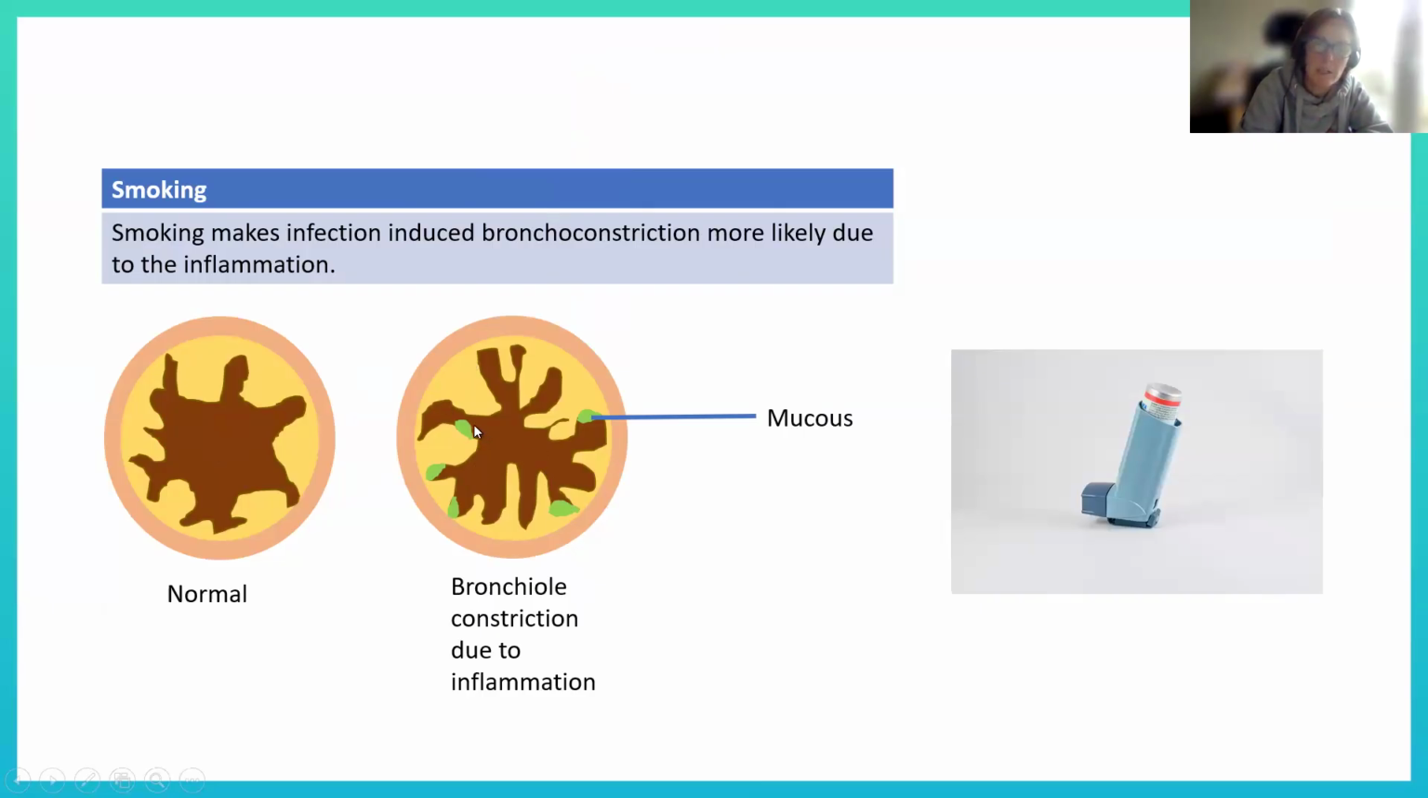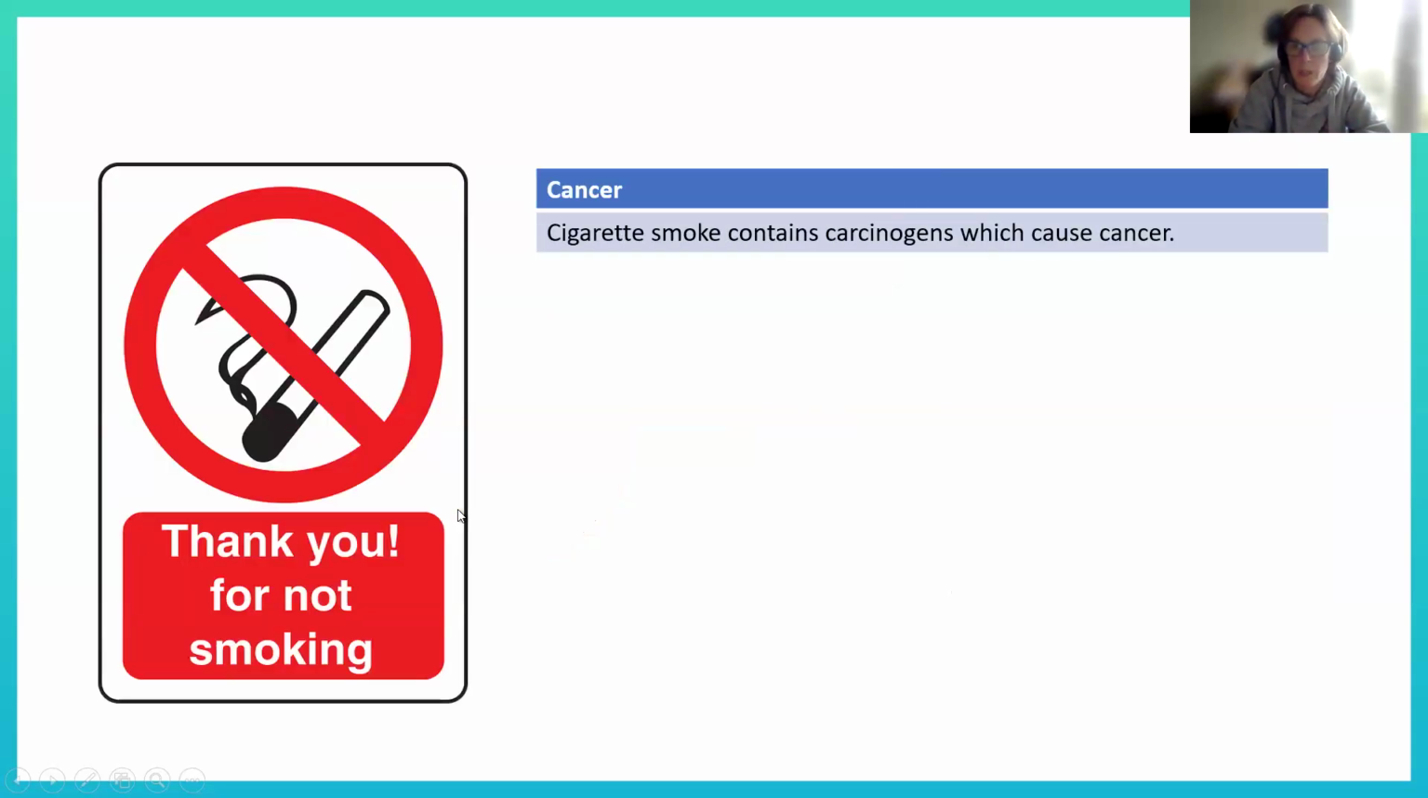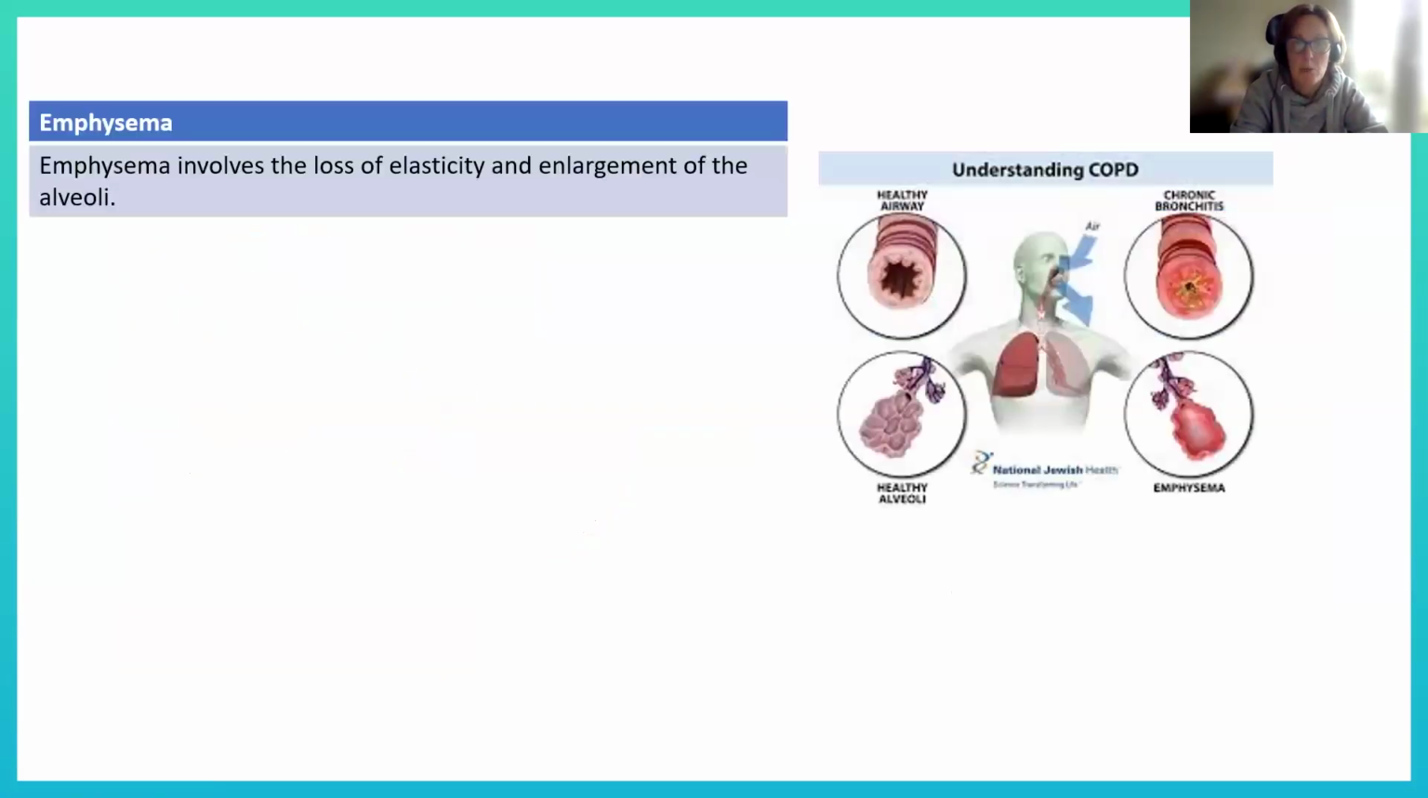And smoking means that mucus much more often ends up in these tubes because you haven't got that cilia moving the mucus along. Also, cigarette smoke contains carcinogens. They cause cancer. Nearly all lung cancer is caused by smoking, and most leads to death. It's a very serious cancer.